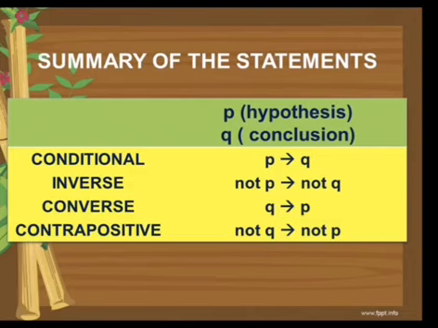For a more concise description and differentiation of the statements being presented, I have here symbols for easy understanding. Take note that the small letter p means hypothesis and the small letter q means conclusion. For conditional, if p, then q, or p implies q. For inverse, in which the hypothesis and the conclusion are being negated, if not p, then not q, or not p implies not q. For converse, in which the hypothesis and the conclusion of the conditional statement are being switched, if q, then p, or q implies p. And then, for contrapositive, in which the converse is being negated, if not q, then not p, or not q implies not p.